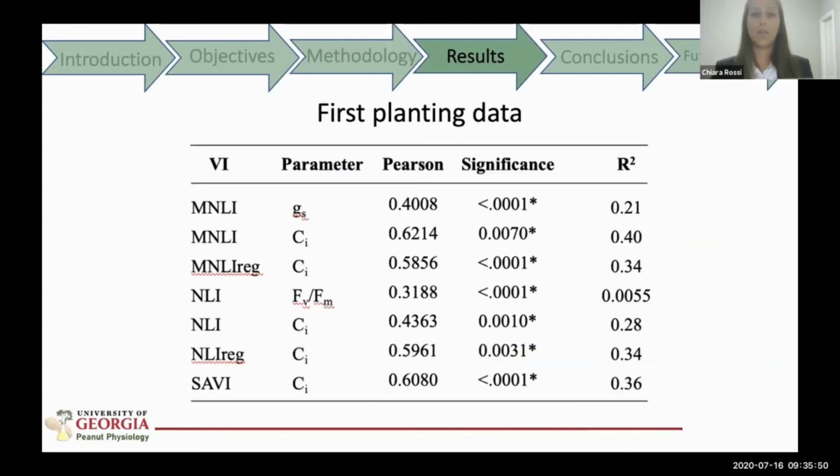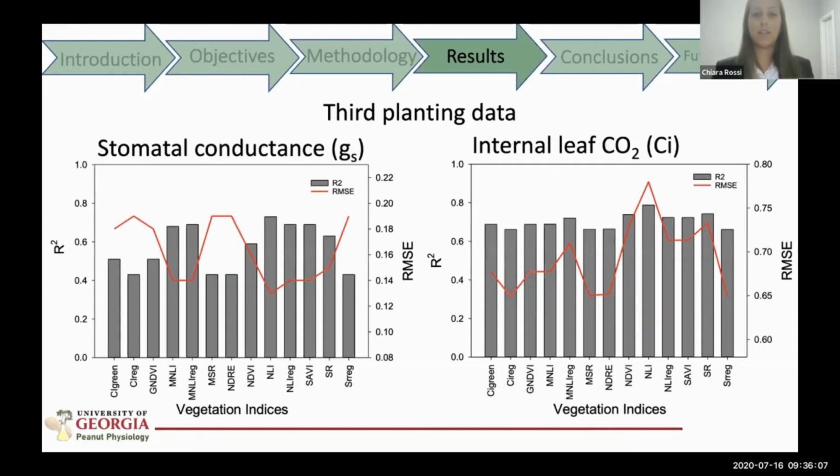After analyzing all the physiological parameters, we calculated the vegetation indices and we correlated them with the physiological parameter. For the first planting date, we had some significant correlations, but our R-square were low, so we didn't feel confident to show any result. For the second and third planting date, instead, we had many significant correlations, but since we couldn't show all of them in this presentation, we decided to create some graphs in order to identify the vegetation index that best correlate with the physiological parameter.